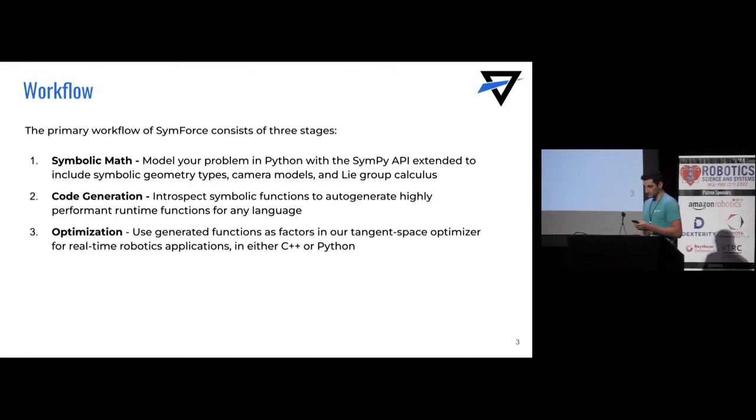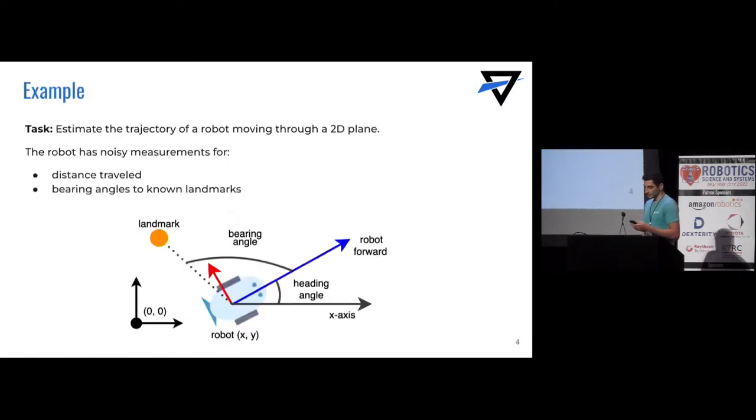So the primary workflow consists of 3 stages: symbolic math, code generation, and optimization. First, the problem is modeled in Python with the SymPy API extended to include geometry types, camera models, and Lie group calculus. Second, symbolic functions are introspected to auto-generate highly performant runtime functions. And third, generated functions are used in our tangent space optimizer.